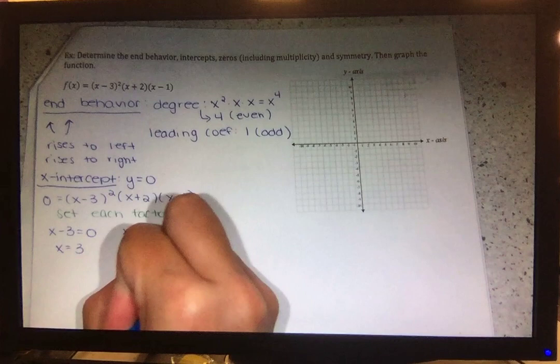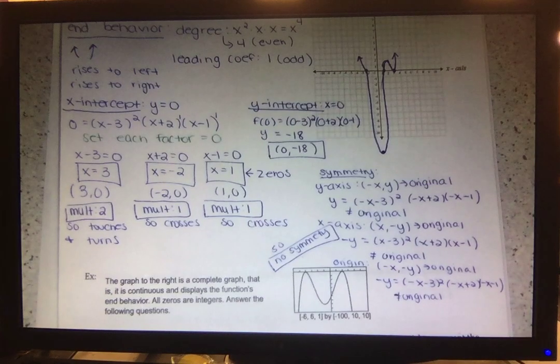Questions, comments, concerns for me? Between the 1 and 3, how do we know that went up 2? I just know it went up. I don't know how far. We're just sketching it. We can use our calculator. I mean, good point.